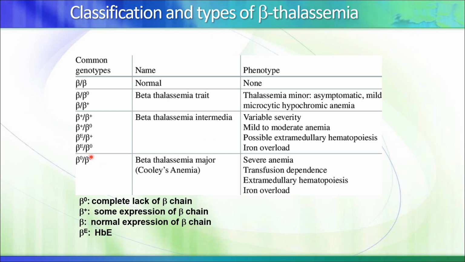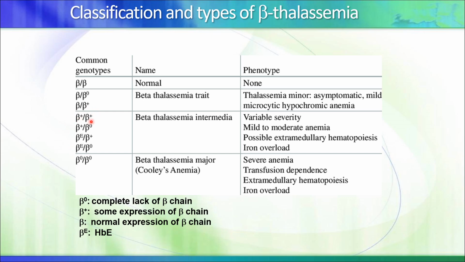So there are different types of beta thalassemias. Normal individuals have normal alleles of beta globin on both chromosomes. Now you can have one of them normal, but the other one can be mutated or defective. This is known as beta thalassemia trait or thalassemia minor. These individuals are asymptomatic.